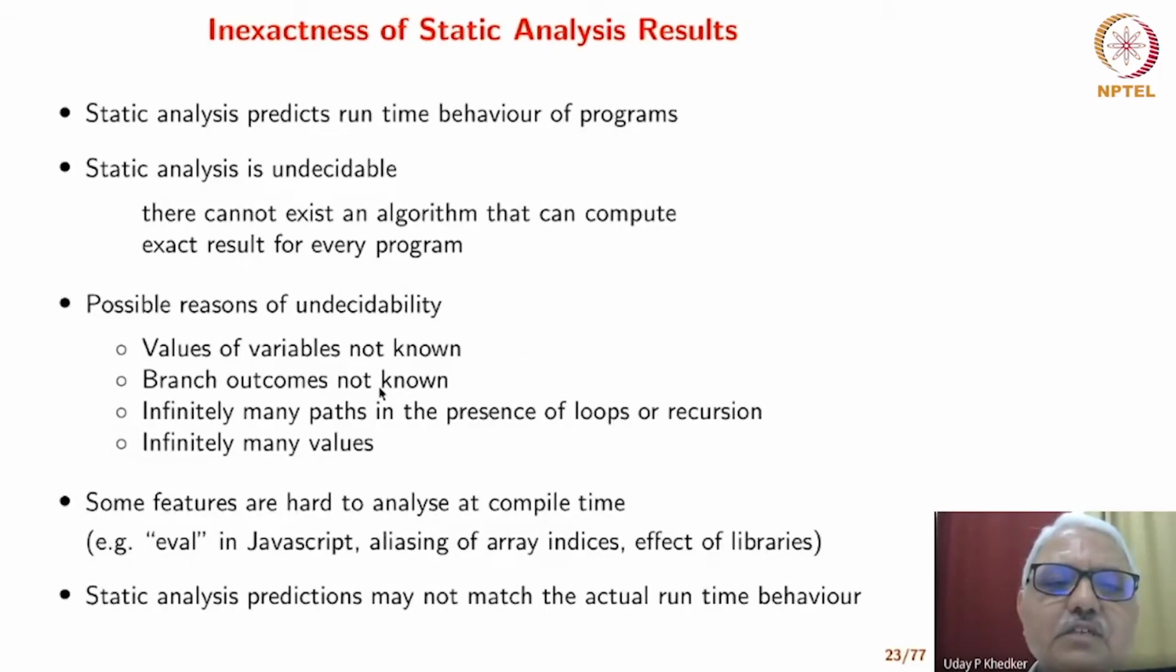Besides, some features are very hard to analyze at compile time. For example, let's think of eval in JavaScript, or aliasing of array indices, or the effect of libraries, etc. So we have to somehow overcome these unknowns, and therefore we cannot give exact results, but still we have to give certain guarantees. Okay, so what does this slide say?